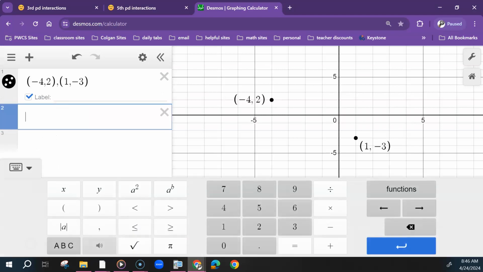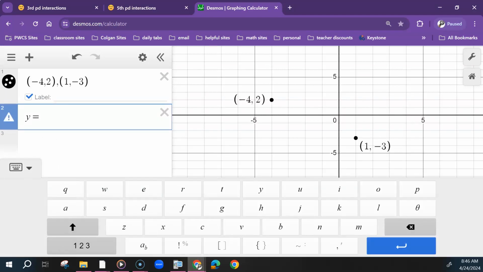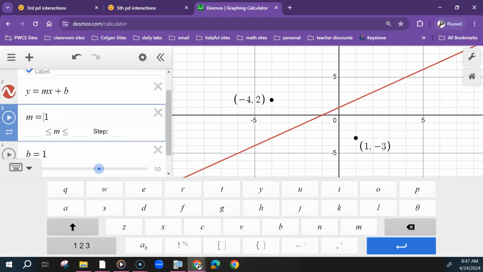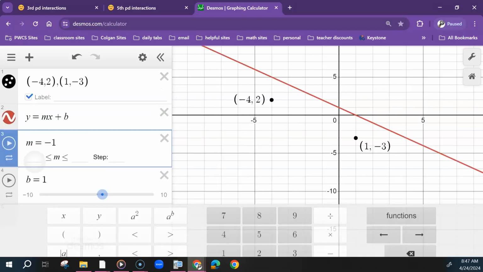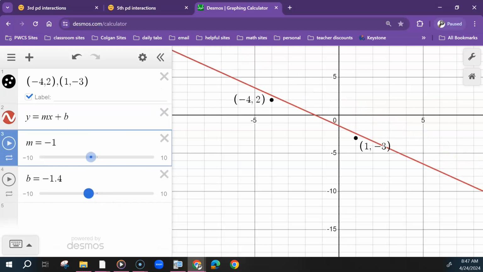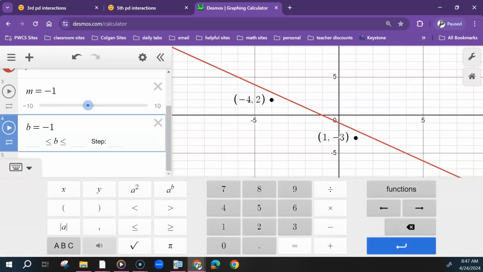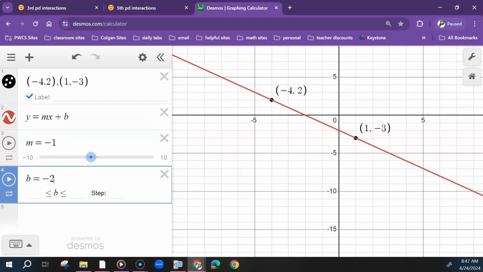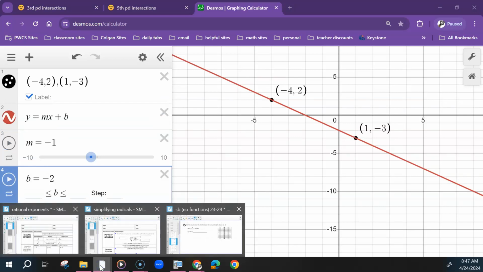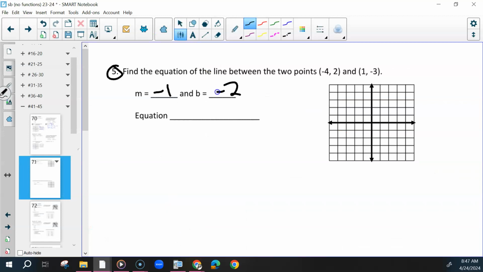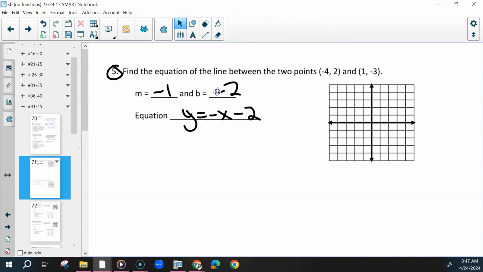And then if I type in my y equals mx plus b, add in my sliders, change my slope to -1, and move my b until it goes through those two points. It's supposed to be a -2. My y intercept would be at -2. So my equation would be y equals -x minus 2. And you would say use Desmos if you didn't do it algebraically, finding the slope and then using your point slope.